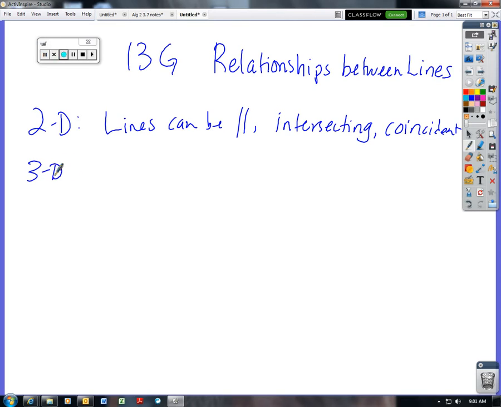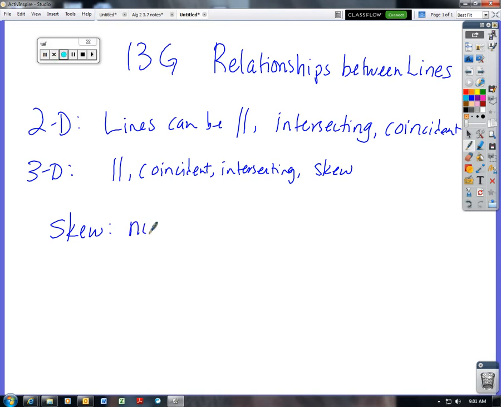In 3D, they can be also parallel, coincident, intersecting, or they can be skew as well. So, if they're skew, they're non-coplanar and they're non-intersecting. So since they're non-coplanar, they can't be parallel either.